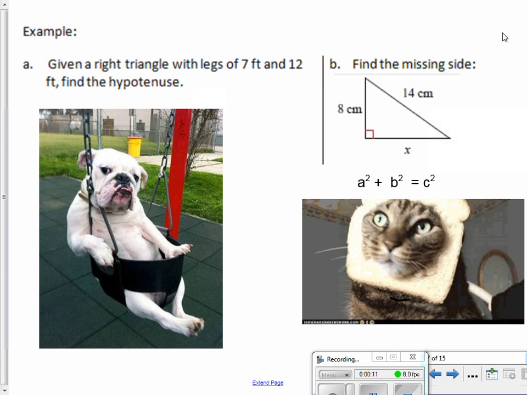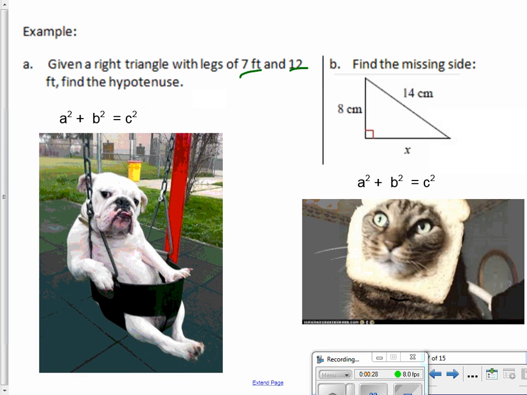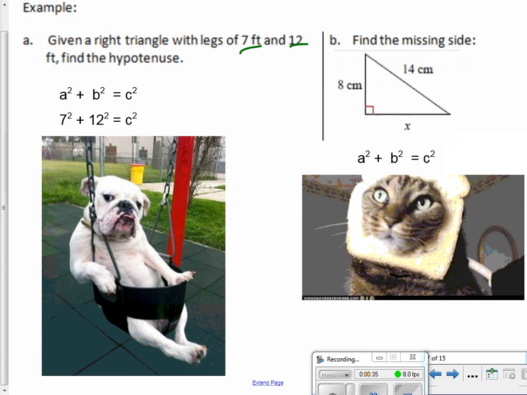For our first example here, given a right triangle with legs of 7 feet and 12 feet, find the hypotenuse. Again, remember, the legs are the smaller pieces and the hypotenuse is going to be the biggest one. So this 7 feet and 12 feet, those would be our a and b values. So when we're plugging into our Pythagorean theorem, remember, a squared plus b squared equals c squared. We can just plug in the pieces we know. 7 squared plus 12 squared equals c squared. The hypotenuse, c, is what we're trying to find.